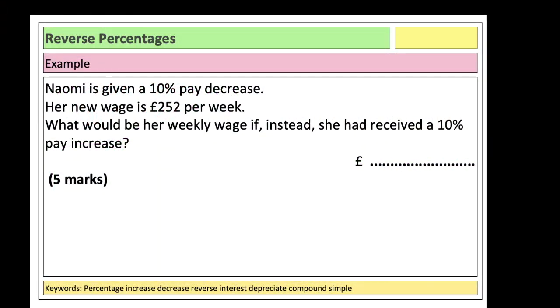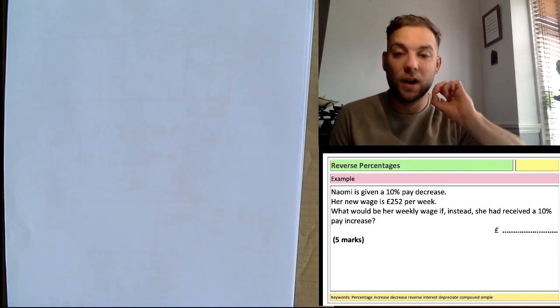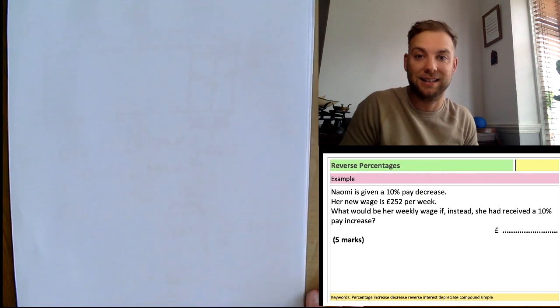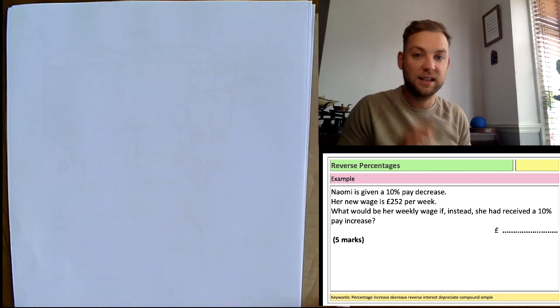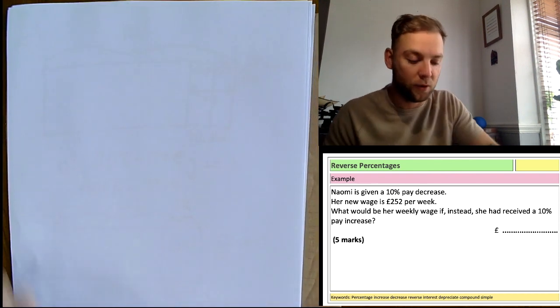Naomi is given a 10% decrease. Her new wage is equal to $252 per week. What would her weekly wage have been instead if she'd received a 10% increase? Notice this is worth 5 marks. This is a question that has come up. This was on an Excel paper I actually got this from. So this is a question that has come up before.